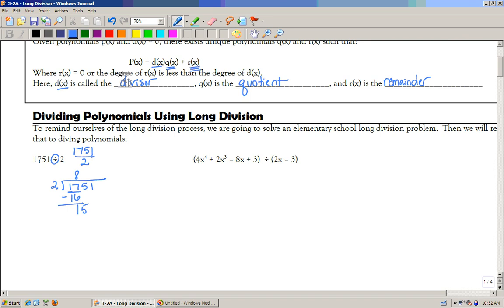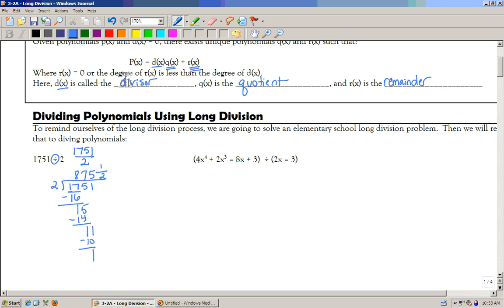So 15 divided by 2 is 7. 7 times 2 is 14. Subtract, and there's 1 left over. Bring down the next number. This is the last number to bring down, so it's the last step. And so 2 into 11 goes 5 times. 2 times 5 is 10. Subtract, and you have a remainder of 1. Now, in elementary school, you put a little R1. We don't do that anymore. You put 1 as the remainder over 2, the divisor, and you have a fractional piece left over.